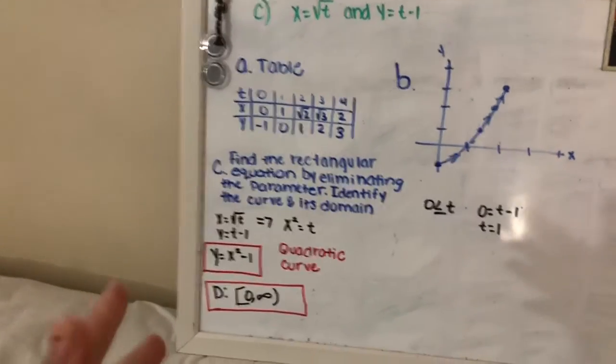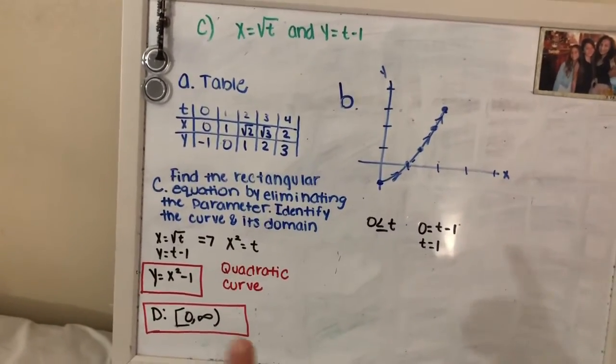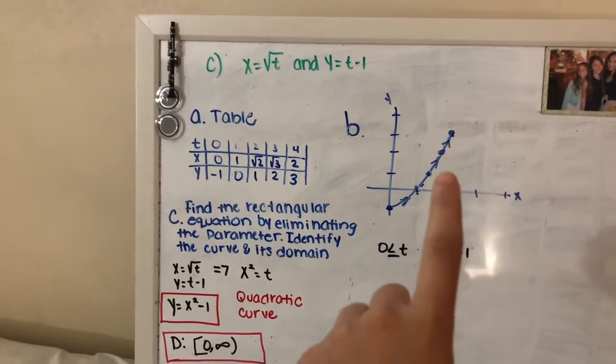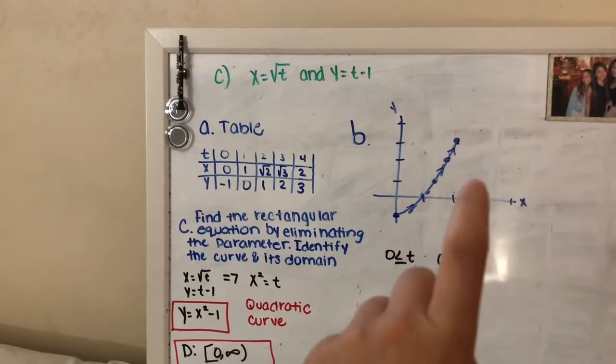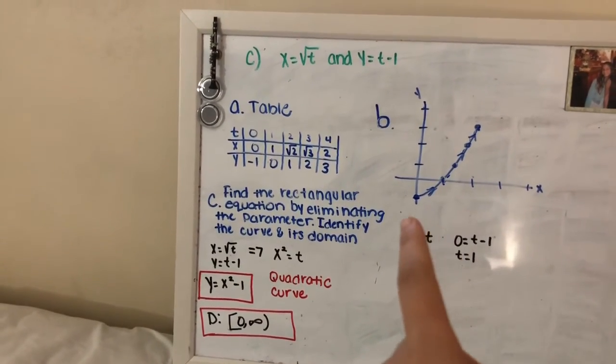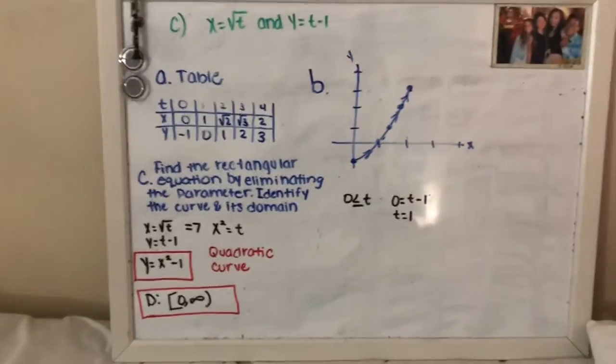So that's our equation. So now the kind of curve we have is a quadratic curve, and although in our table we only have a limited amount of points, the domain of this graph does go on forever, starting at 0 to infinity.